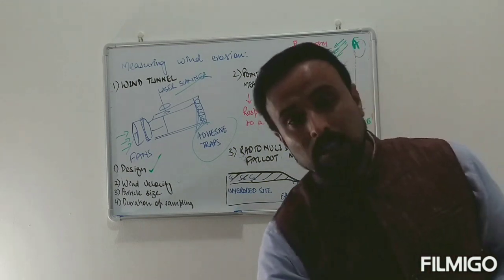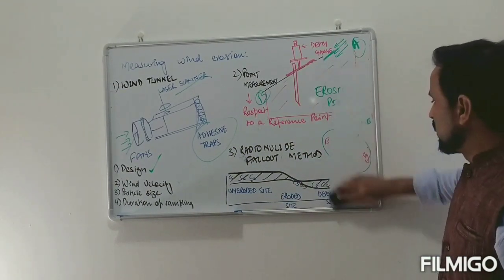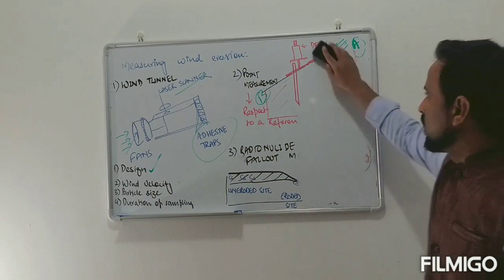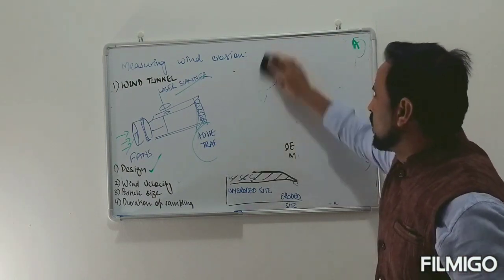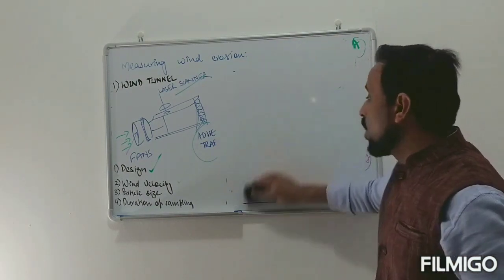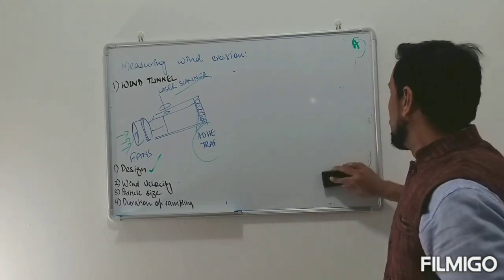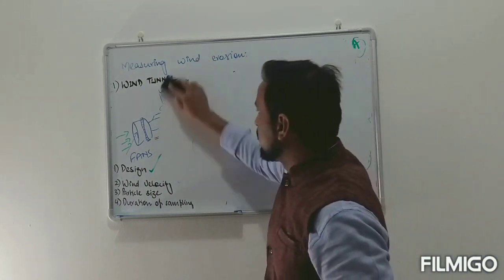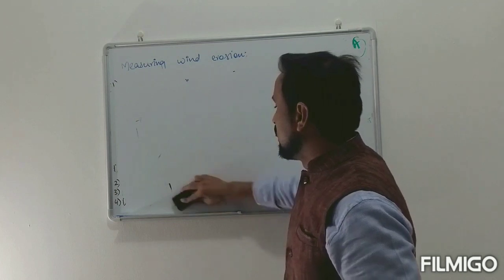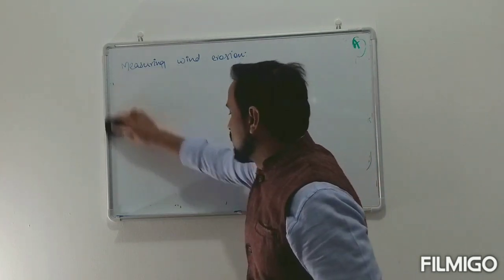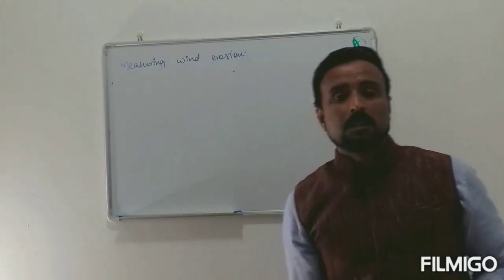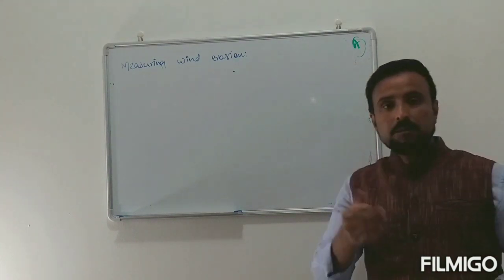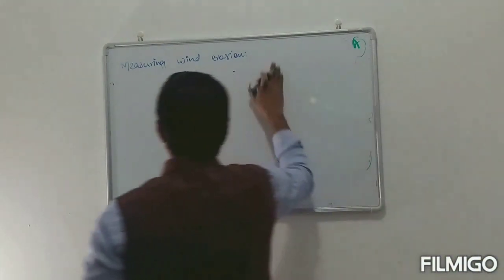After discussing this, I think one more thing which is required to be understood in wind erosion is how to stop wind erosion, right? So to stop wind erosion, there are certain techniques, right? One of them is the wind barrier method, right? Wind barrier method.